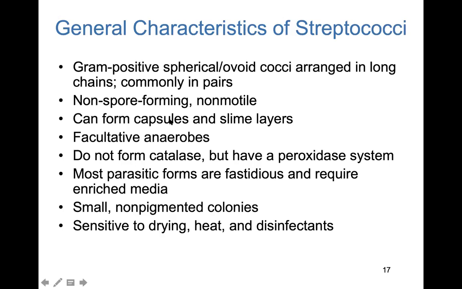These are small, non-pigmented colonies. So when you're looking at the colonial morphologies when they're growing, they're going to have basically no or very little color. These are sensitive to drying, heat, and disinfectants, so they kill relatively easily. Right? So they're not like a spore former. They're slightly easier to kill on surfaces, and like it says here, they're fastidious. They don't really love to grow everywhere.